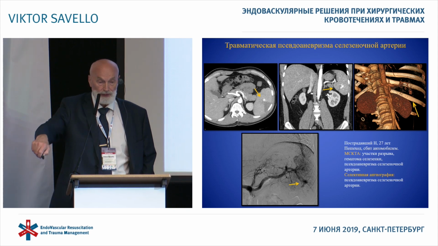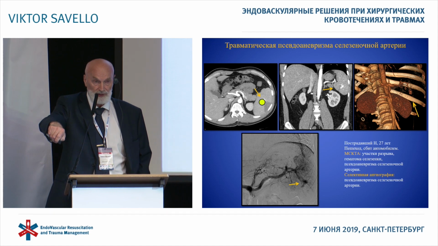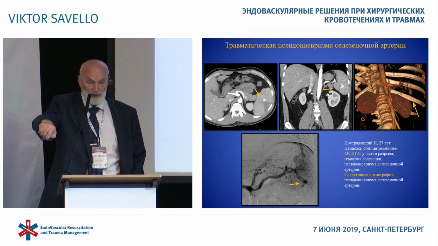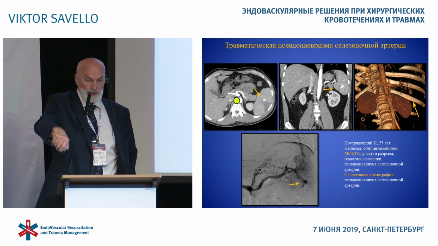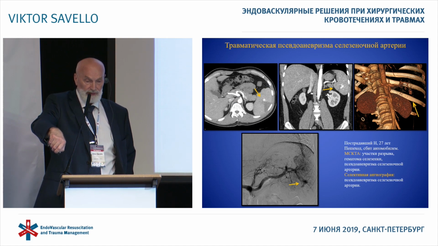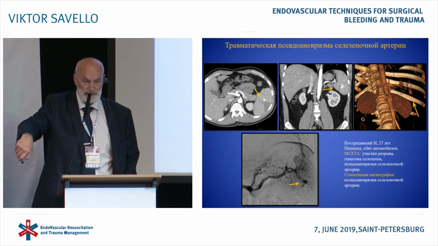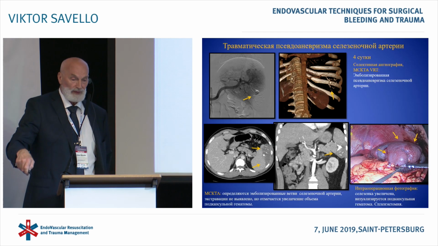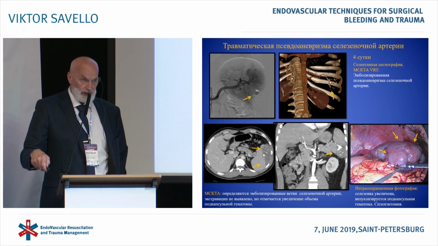This is a traumatic pseudoaneurysm of the splenic artery. The CT angio shows you a big chunk of hematoma and pseudoaneurysm. It was decided to do the angio. The CT showed the imaging, and then we confirmed it when we did a classical digital angiography. The decision was made to do embolization of the vessel.